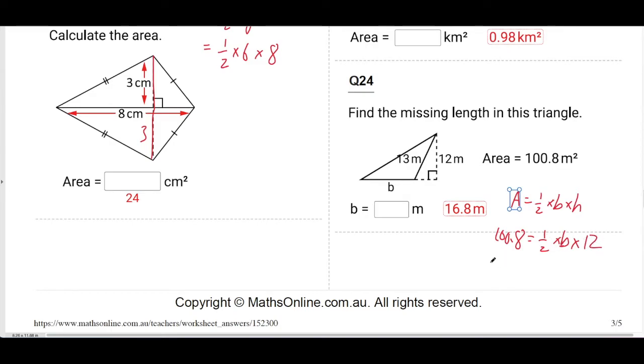Now we have to simplify this. So 100.8 is equal to what? What's half times 12? Half times 12 is 6. So 6 times b is 6b. So then b is equal to, okay, you have to divide both sides by 6, right, to make b by itself. So then b is equal to 100.8 divided by 6. So let's try and get that.